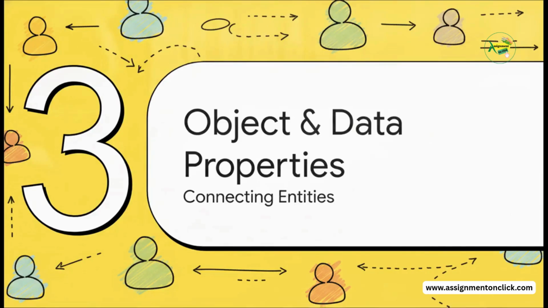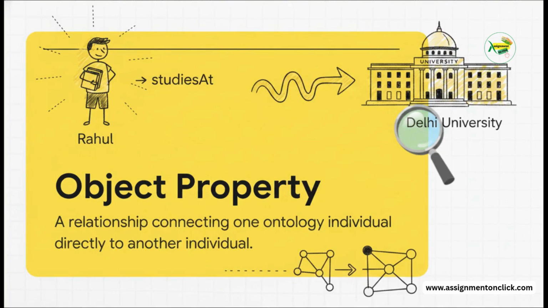Let's dive into section 3, object and data properties. The first way we start connecting these things is through an object property. By definition, this is a relationship that connects one ontology individual directly to another ontology individual. So if we have the individual Rahul and the individual Delhi University, we can create an object property called studiesAt to bridge them together. Now our ontology actually understands that Rahul studies at Delhi University. It's connecting object to object.